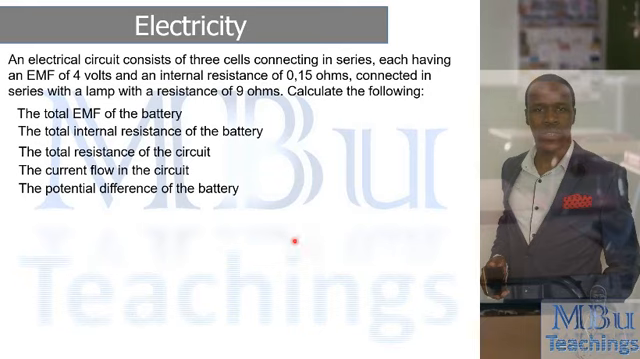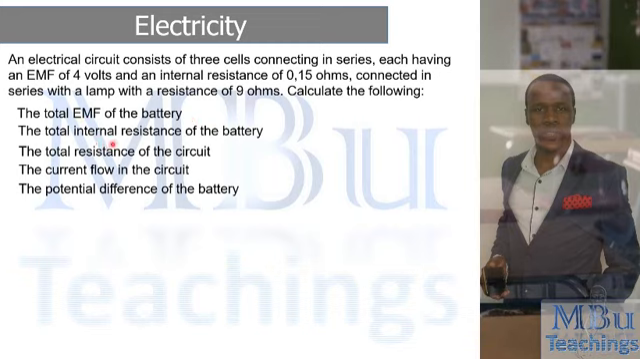This is the next question, and it reads like this. An electric circuit consists of 3 cells connected in series, each having an EMF of 4 volts and an internal resistance of 0.15 ohms, connected in series with a lamp with a resistance of 9 ohms. Calculate the total EMF of the battery, the total internal resistance of the battery, the total resistance of the circuit, the current flow in the circuit, and finally the potential difference of that battery.